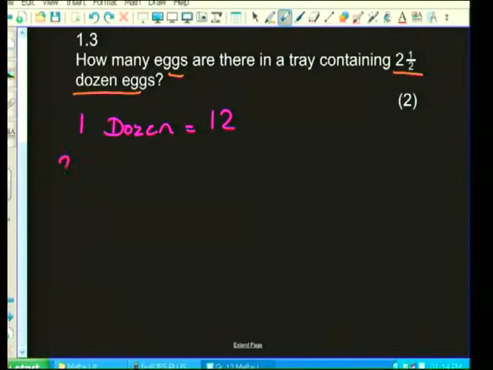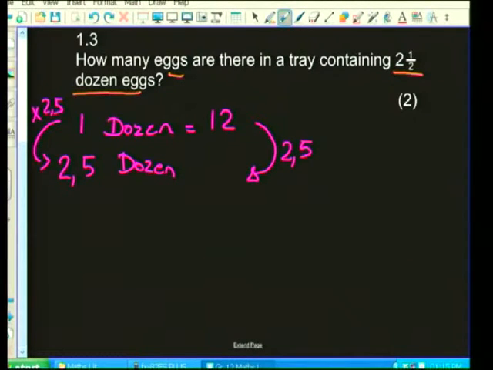So if I want 2.5 dozen, well, what am I doing? I'm actually looking at a ratio here. Because I've gone from 1 to 2.5, I've had to times that by 2.5. So I'm going to do the same thing here. I'm going to times it by 2.5.